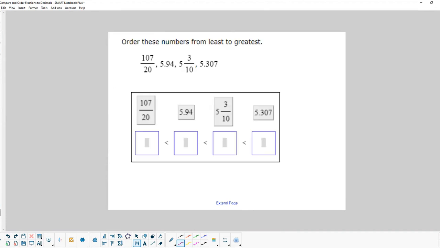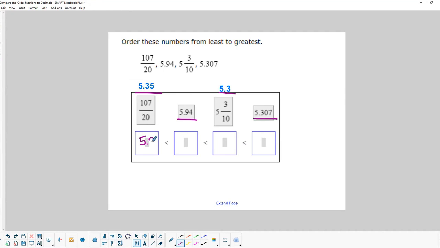All right, and we're going to do the same with these. So order these numbers from least to greatest. So I went ahead and put them down all as decimals. So which of these decimals, 5.3, 5.307, 5.94, or 5.35, is the smallest? Well, it's going to be 5.3.